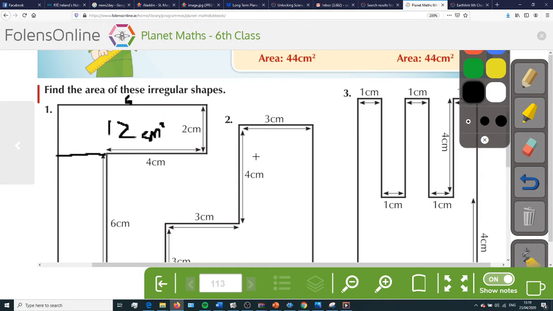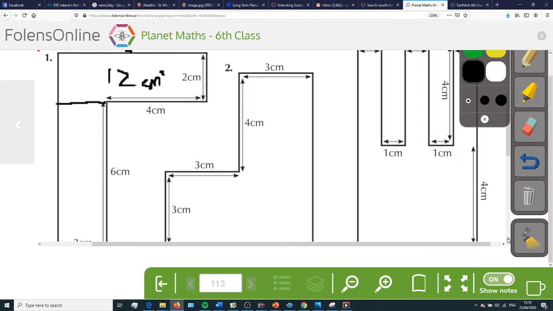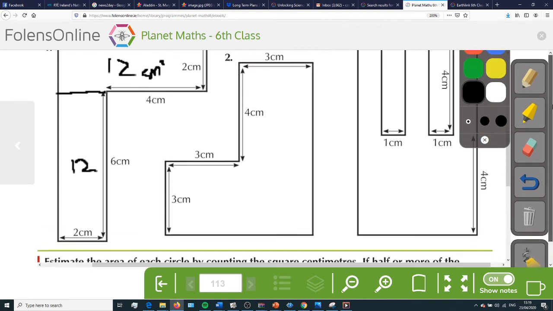Once I figured out the top, I can figure out the bottom. So it's 6 centimeters by 2 centimeters. Well, 6 times 2 again is 12. So if you put 12 and 12 together, you get 24. So if you got 24 centimeters squared for the first one, really, really well done.